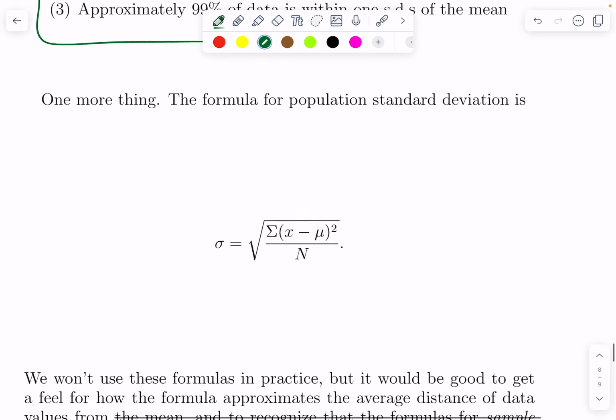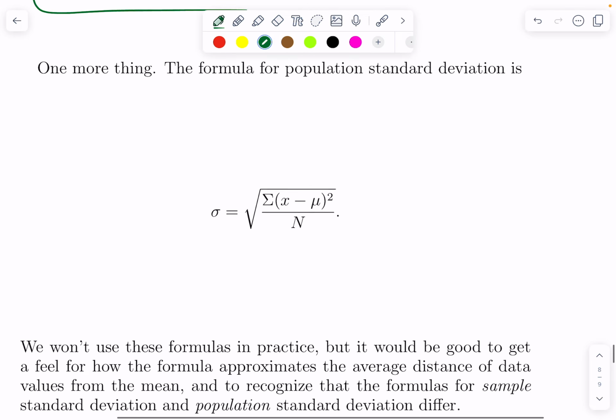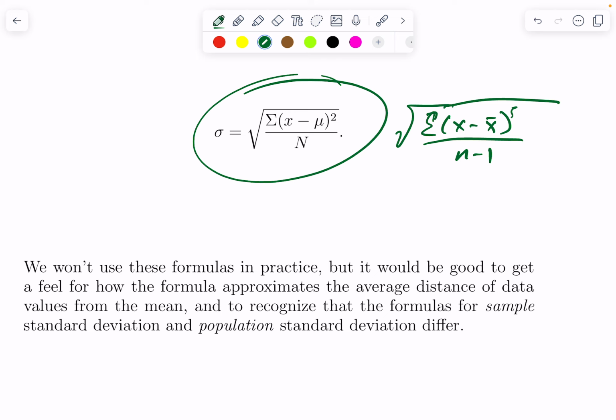Just one more thing. The formula for population standard deviation is this right here. Notice it's a little bit different. Compare this to the other formula for standard deviation, which is x minus x bar squared over n minus 1. So no minus 1 here. We won't use these formulas in practice, but it would be a good idea to get a feel for how to approximate the average distance between the data values and the mean, and to recognize that the formulas for sample deviation and population deviation differ.